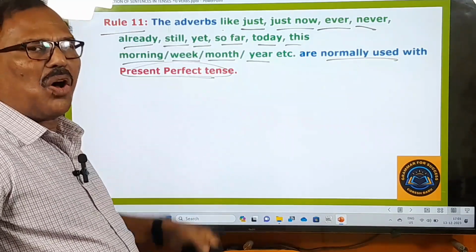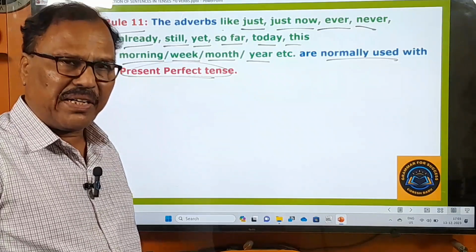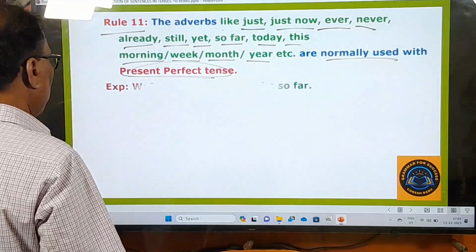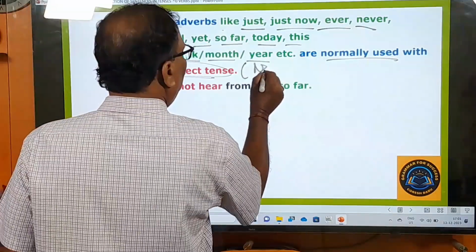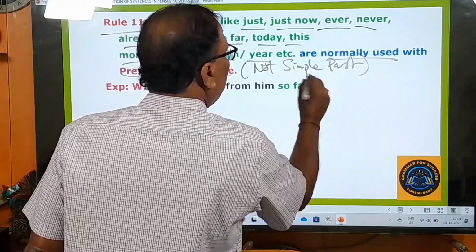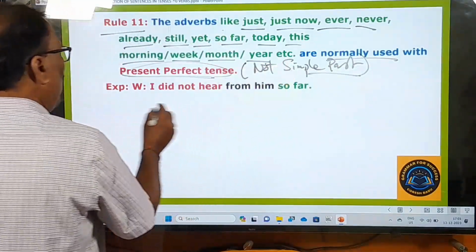With these words we normally use the present perfect tense and not simple past tense. Okay, right. That point I should have written, but I have not written it. Not simple past. So here it is wrong.